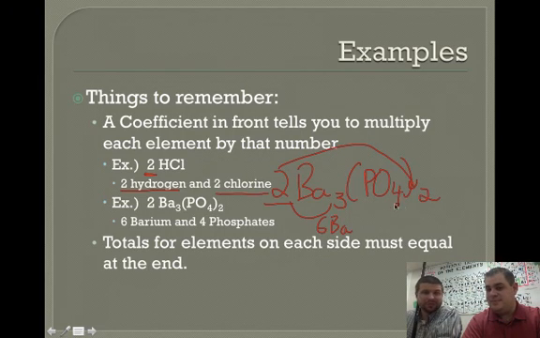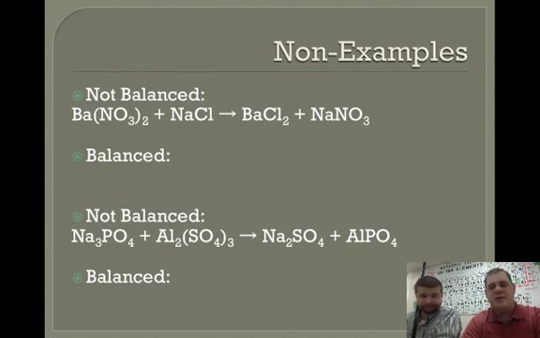So 2 times 2 is 4 phosphates. Okay, and so again, if that phosphate PO4 is the same on both sides of the equation, we'll just keep it in parentheses, keep it together, and you don't have to break it down into phosphorus and oxygen. Okay, so the totals for the elements on each side must equal. So that's how we're going to show some examples here on the next slide.